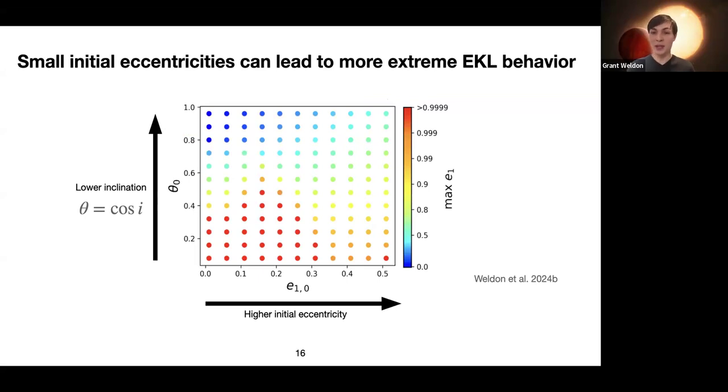The parameter space of EKL is actually sensitive to small initial eccentricities, and that's illustrated on this plot. On the x-axis is the initial eccentricity of the planet. On the y-axis is the initial inclination between the planet's orbit and the star's orbit. Theta is the cosine of the inclination. And then the color code here corresponds to the maximum eccentricity reached during a simulation. And you can immediately see that there's some structure in this plot. EKL responds sensitively to the initial eccentricity.